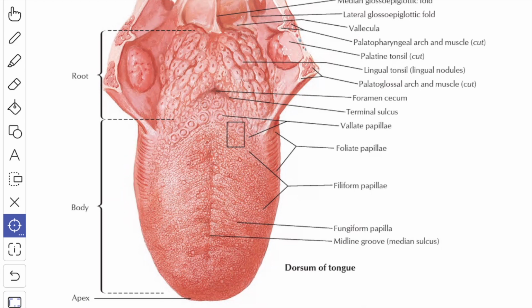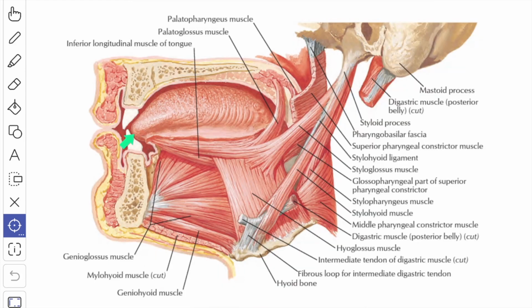Now we'll see about the lateral margin. Each margin is covered with the mucous membrane and you can see the palatoglossal arch. It is attached to the margin at the junction of the anterior 2/3 and the posterior 1/3 of the tongue. In this picture you can see this is the tip of the tongue which lies opposite to the incisor teeth, and this is the root of the tongue.